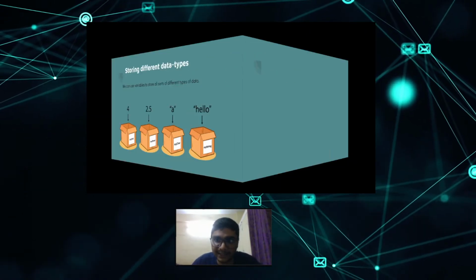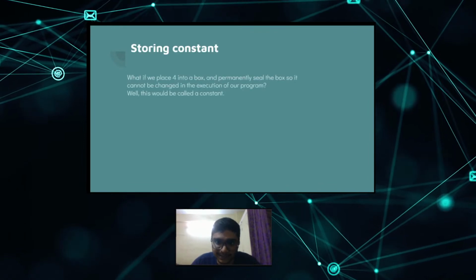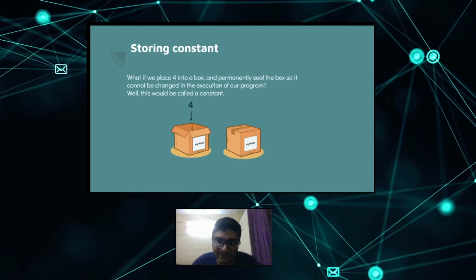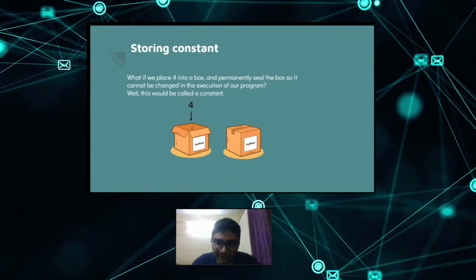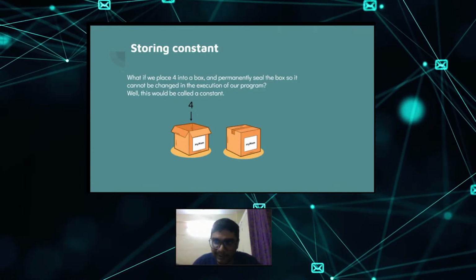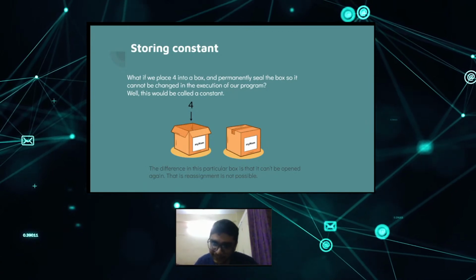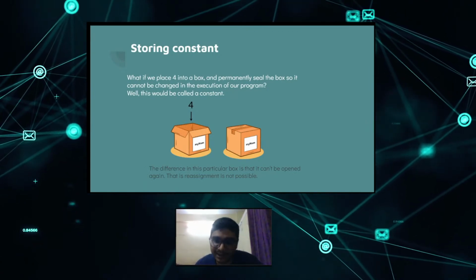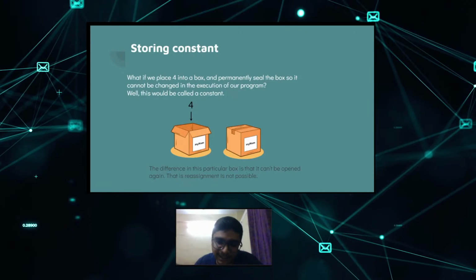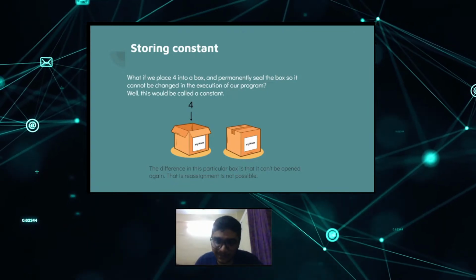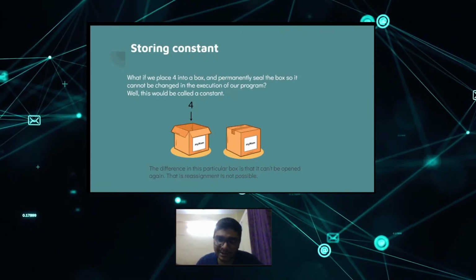In the next slide, we see how constants are stored. How can we represent constants? If we place 4 into a box and permanently seal that box so that it cannot be changed in the execution of the program, like if you store a value in that box and then you seal that box completely, you cannot take that value and replace it with something else. So that is what a constant constitutes.